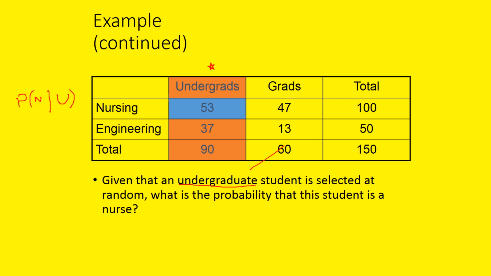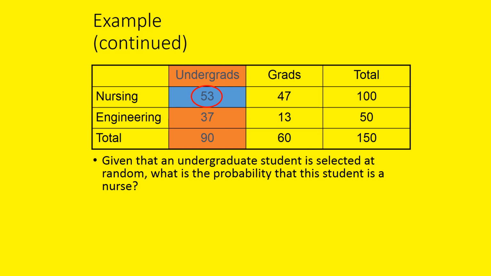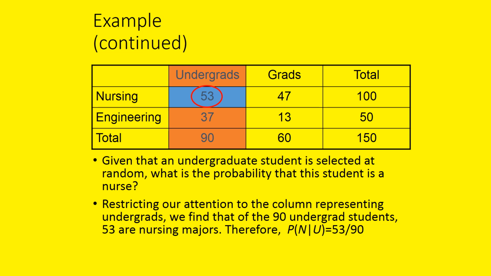Probability of a nursing student given that the student is an undergrad. Well, that means now that only this column is the universe. That's all that matters. We are going to restrict our attention to it, and so 53 successes, 90 possible outcomes, and 53/90ths is the probability of nurse given undergrad.